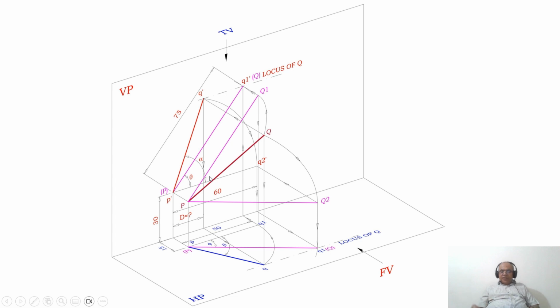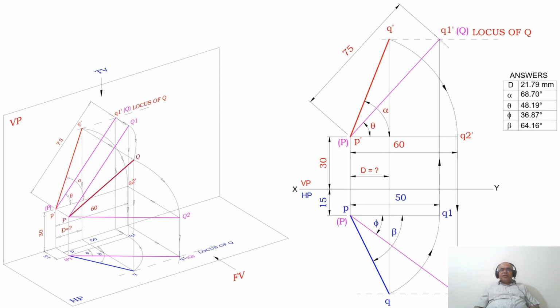So how will we be able to get it in orthographic view? To get it in orthographic view, using the compass with P dash as center, taking the radius of P dash Q2 dash, you draw an arc such that it touches the locus of Q in the front view, and you mark that point as Q dash, join P dash Q dash with a dark line, and you mark that angle as alpha.